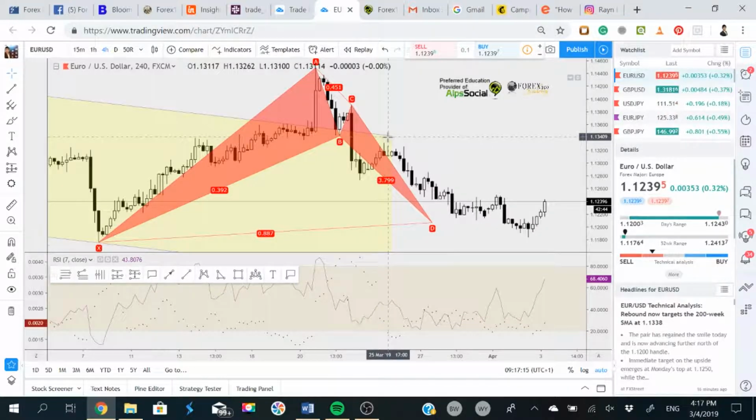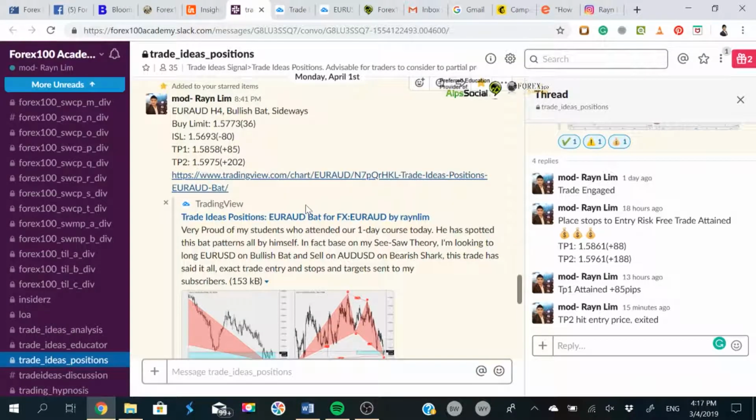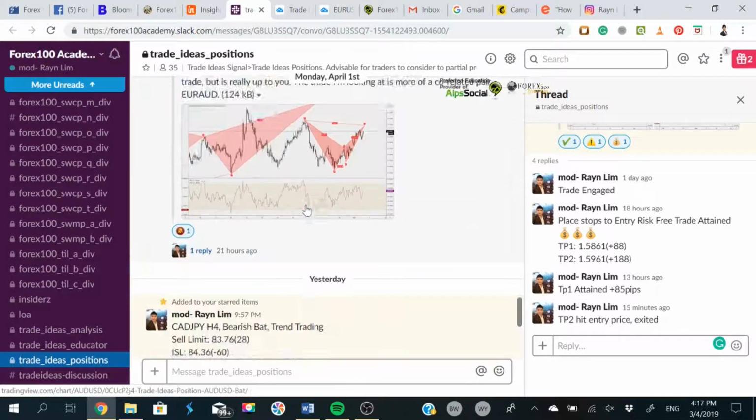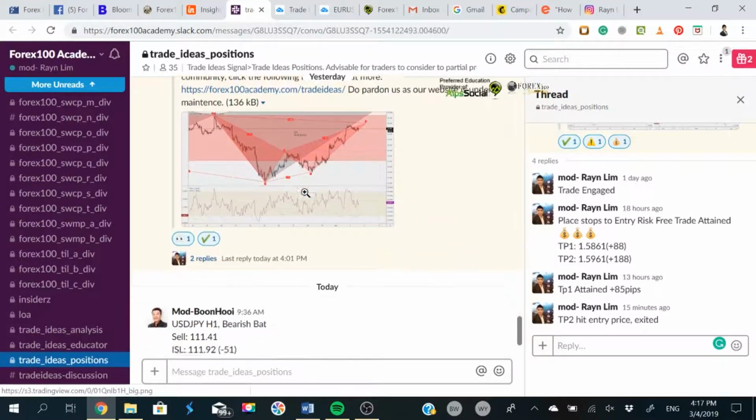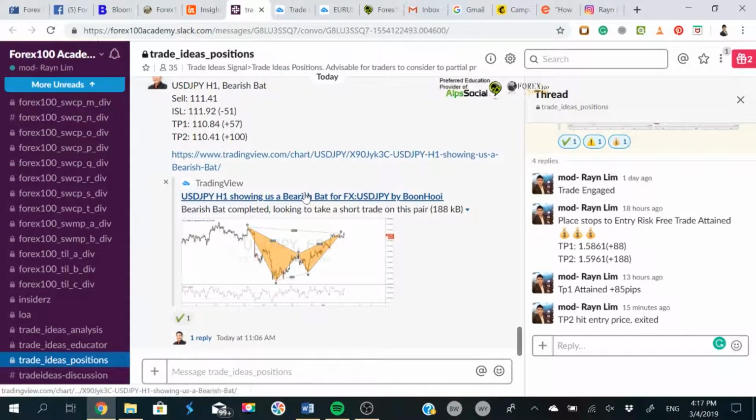All right, so there is a harmonic back pattern that is completed at 1.1206. Of course, the market dipped a bit deeper before it retraced, and this is one of the trades that I have shared on euro dollar earlier on with my community.